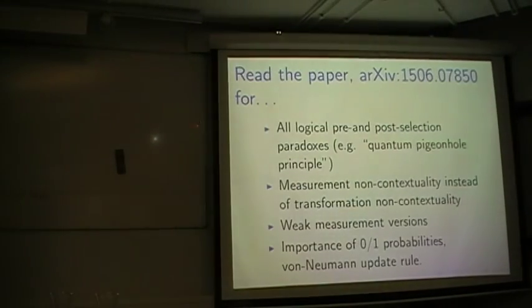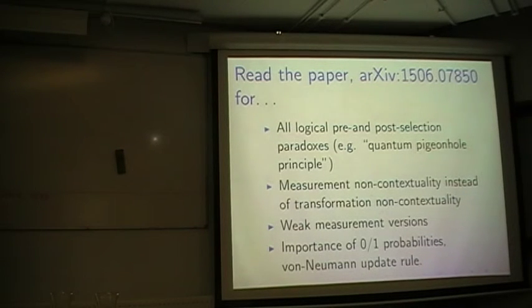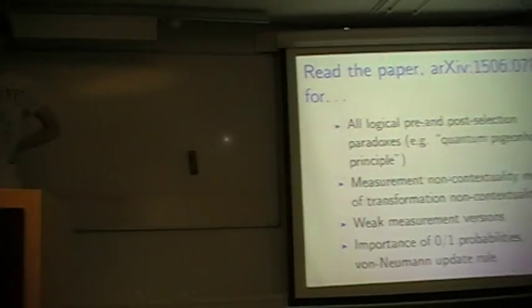So now that I've given you the basic idea, why should you read the paper? Well, I explained it for the three-box paradox. That's just one example of something that has been called a logical pre- and post-selection paradox. It's called logical because those intermediate measurements happened with 0 or 1 probabilities. Pre- and post-selection, hopefully that's clear by now. And so there are many other examples of this. For example, if you've heard of the quantum pigeonhole principle, this is also a logical pre- and post-selection paradox. Okay, and we can basically run a very similar argument for any of these logical pre- and post-selection paradoxes.